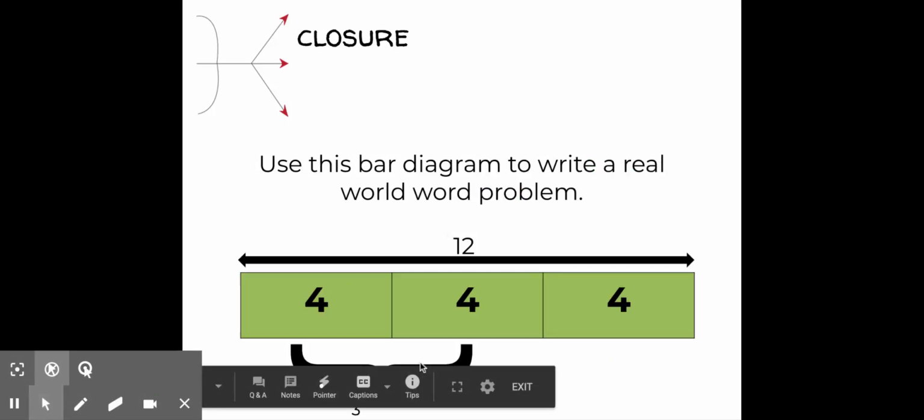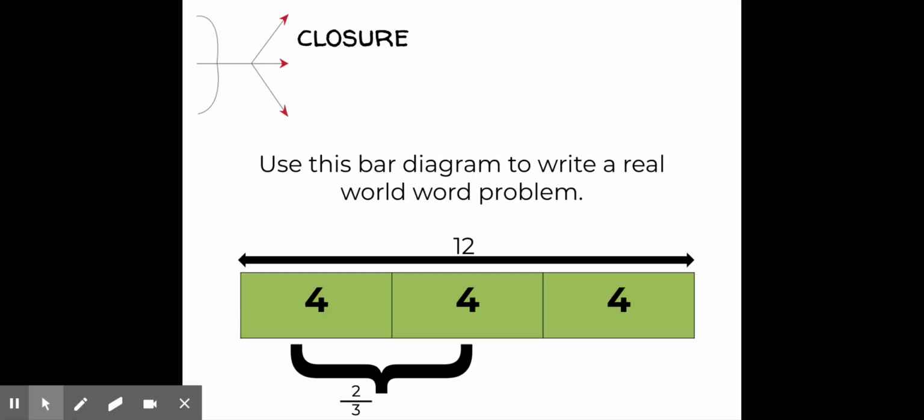Okay, let's practice one more question. I'd like for you to use this bar diagram to write a real-world word problem. So taking a look at this, what kind of word problem would you write? You can pause and write your word problem, or you can listen to what I've come up with.